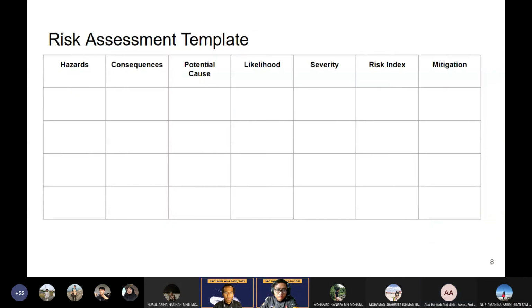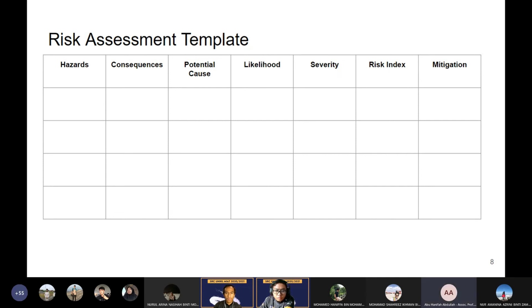Okay. And the risk template. This is something that you need to do. Each head of the club, think of hazard, consequences, potential cost of that hazard, likelihood, how it can occur, severity, if it happens, what can happen, how severe can it be: injury, financial loss, or other things.